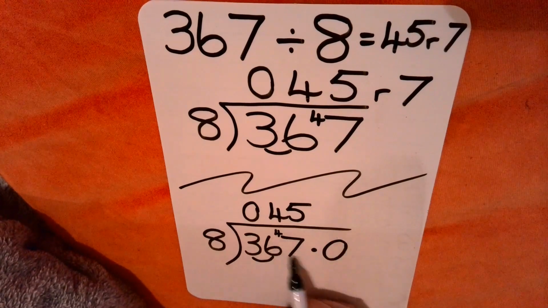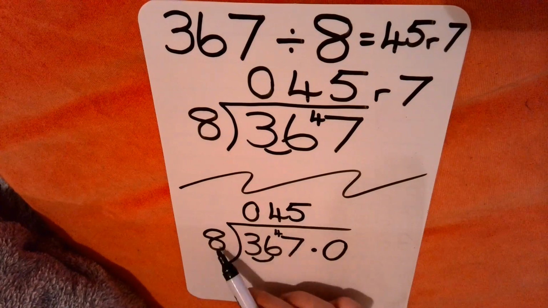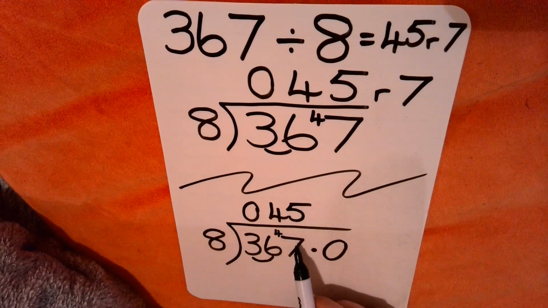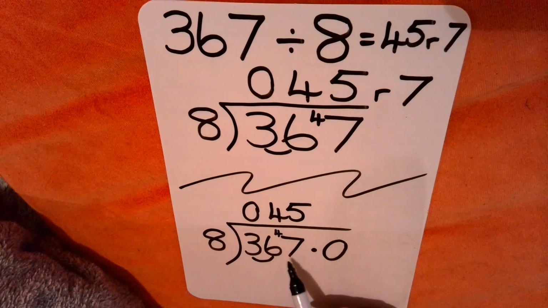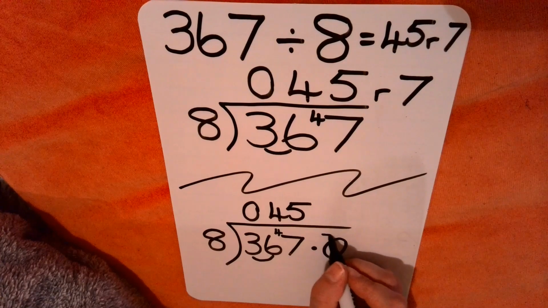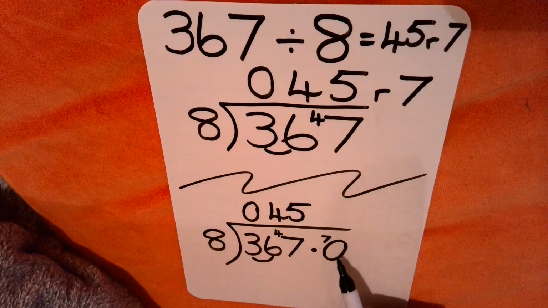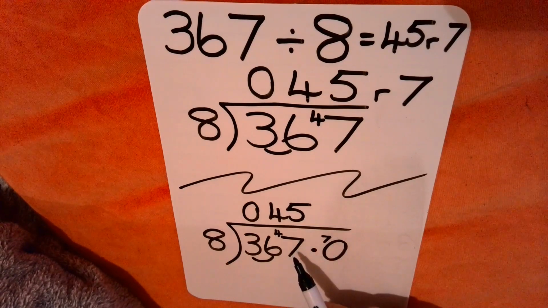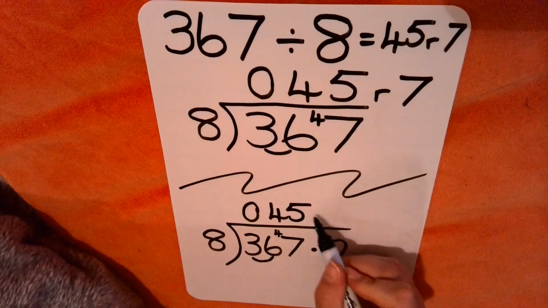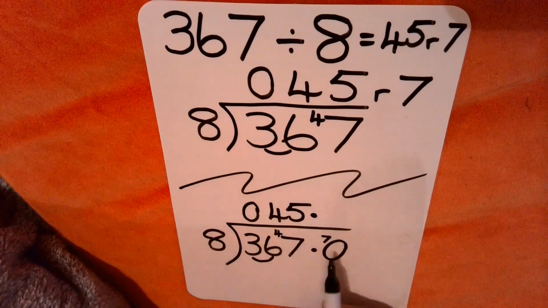The remaining value from the ones, which is 7, because 8 into 47 goes 5 times with 7 remaining. That 7 ones I now move across into my tenths to give me 70 tenths. 70 tenths is the same as 7 ones. I can now look at how many 8s go into 70. I'm going to put my decimal here as well. 8 into 70.